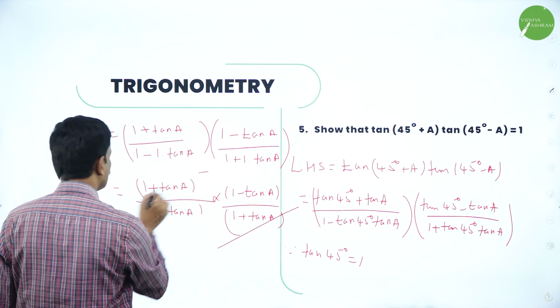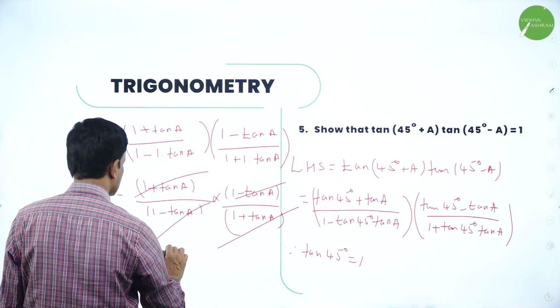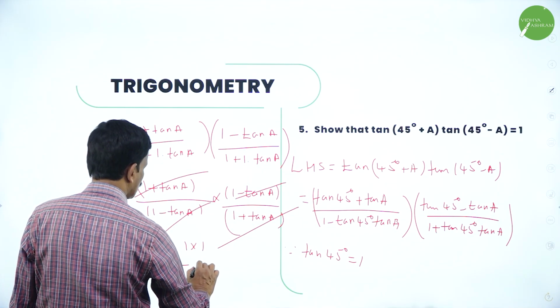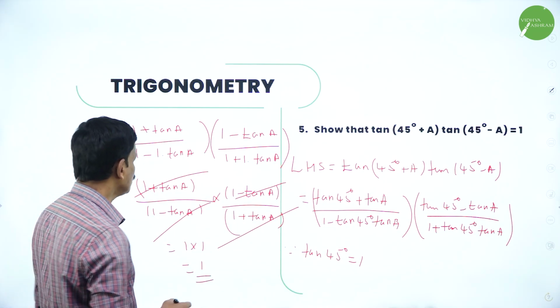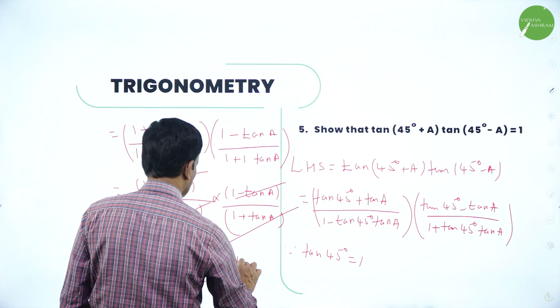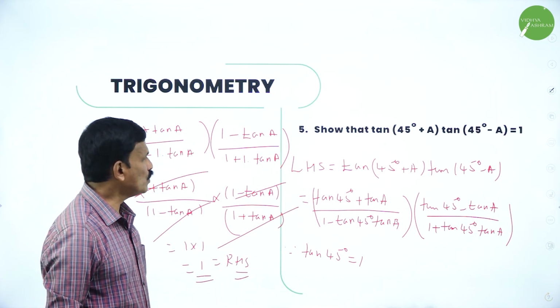Now, 1 plus tan a, 1 plus tan a, 1 minus tan a, so everything gets cancelled. 1 into 1 is equal to 1. That's it. Okay. So, the required answer is 1, that is RHS. That's it. Now, move on to the next problem.